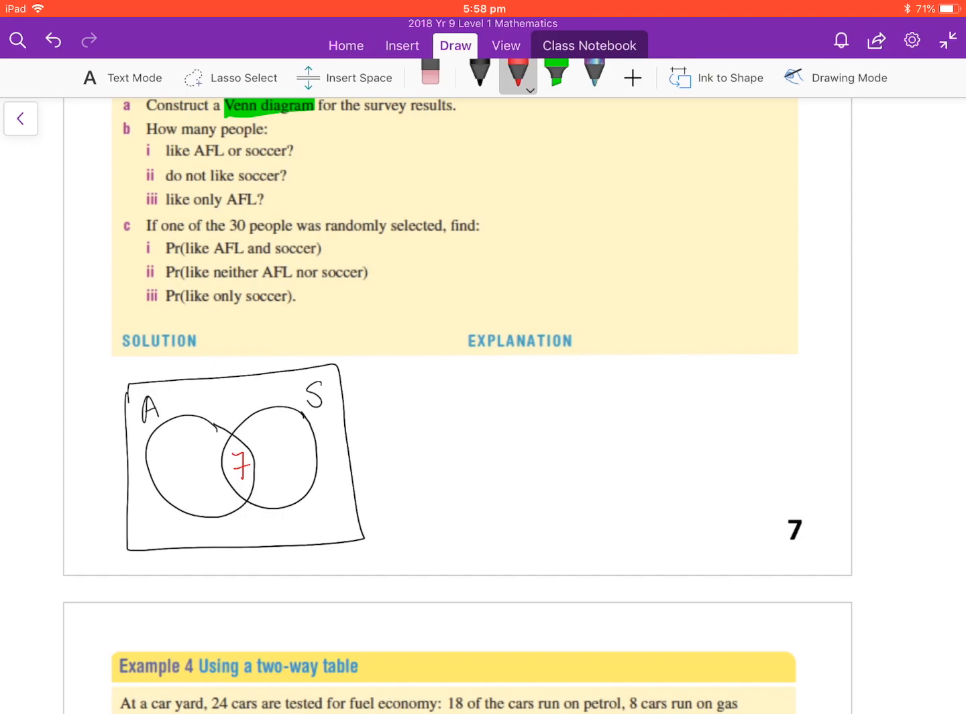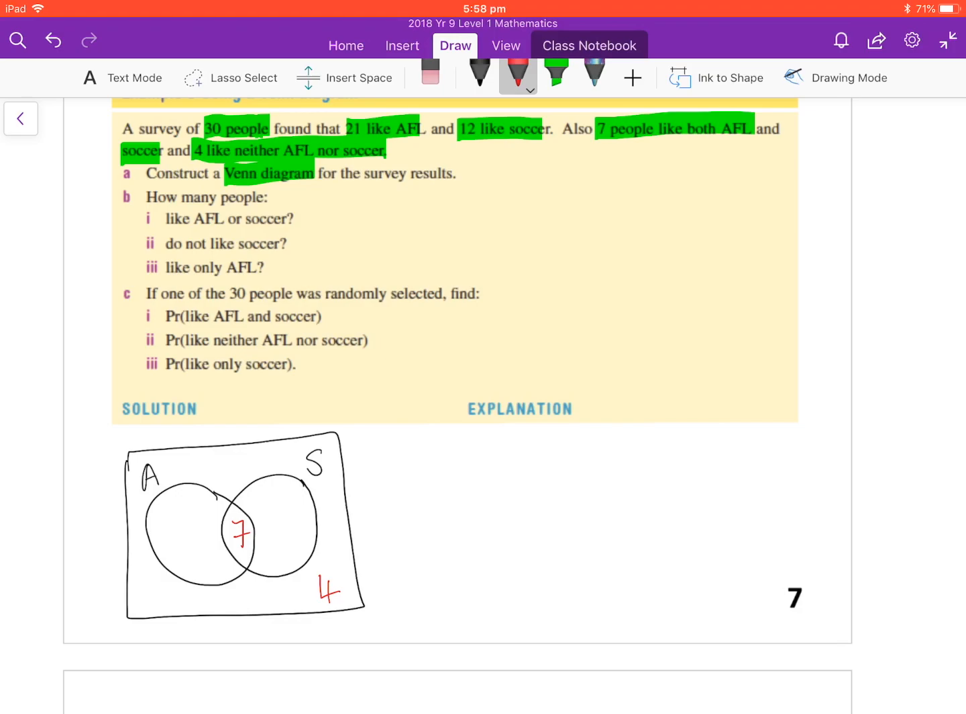They've also told us that 4 people like neither sport, and they go outside of the circle, hence why the 4 is not in part of either of the circle. Now I'm going back to what the questions actually said to me, because they've told me that there's 21 that like AFL. But did they use the word only? No, they didn't. So that 21 actually includes the 7. So 21 takes 7, gets me 14. So that means only 14 people like AFL only.